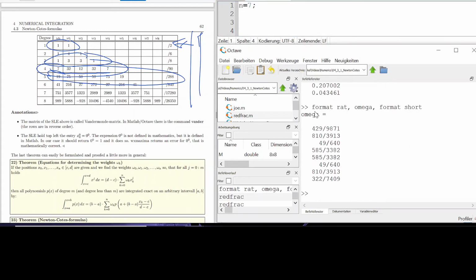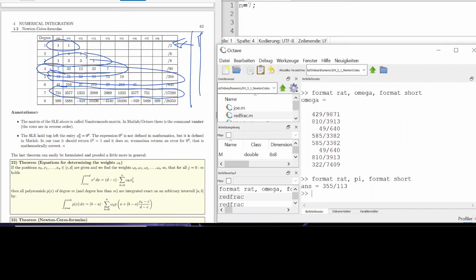And then we get these fractions, and now these are not identical to this line. Why is that? Because we use the dirty trick format rat, and so MATLAB Octave does not use rationals to do the calculations, but in the end this number here is transformed to some rational, and Octave MATLAB tries to use not too high denominators. So if you use format rational and I show you pi, then you see pi is 355 divided by 113, and that is not really true.